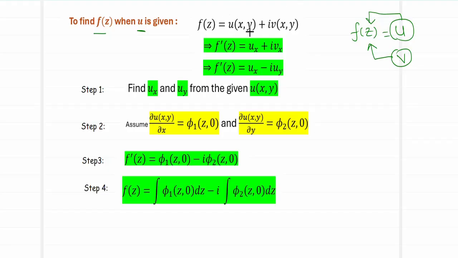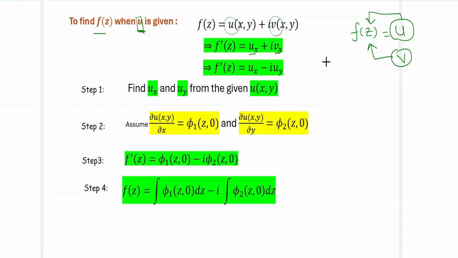f of z is u of x comma y plus i v of x comma y. Let me try to find the derivative. Since two variables are involved, I can go for the partial derivative with respect to x. So when I differentiate u with respect to x, I will have ux. When I differentiate v with respect to x, I will have vx. But what is available for me? I have just u which is available for me.